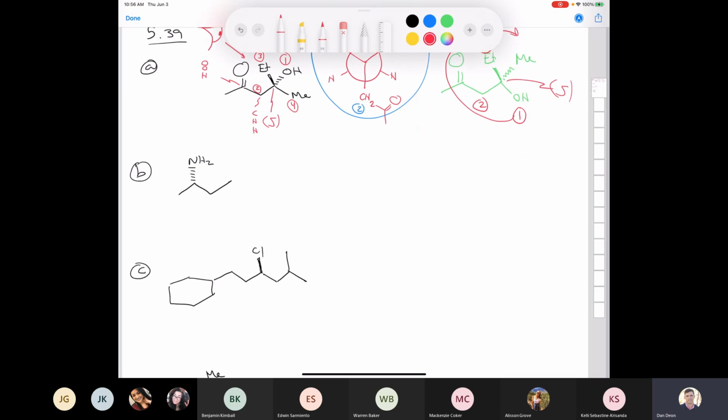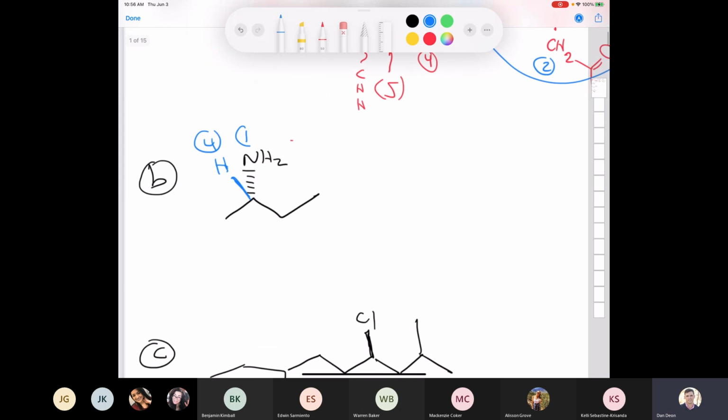The next one's a lot faster. So we just have an amine on the second carbon here. We can start by putting the hydrogen coming out towards us. The hydrogen is going to be lowest priority. The nitrogen will be highest priority. This would be second because it's an ethyl. This is third because it's a methyl. So we're going from 1 to 2 to 3, which is clockwise, but the hydrogen's coming out, so we're going to reverse it. So it's not R, it is S.